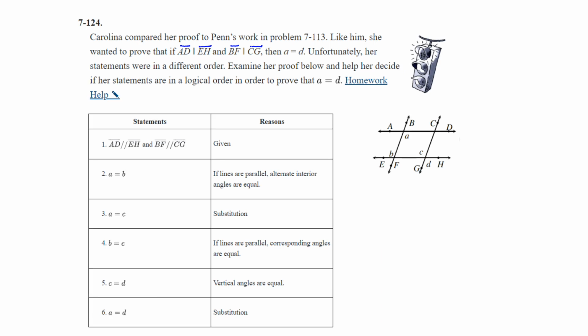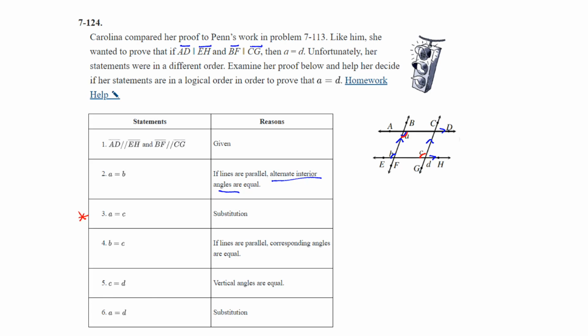So let's go through and see what we have. First, line segment AD is parallel to EH, and line segment BF is parallel to CG. That's given. Then A is equal to B, and we know angle A is equal to angle B because they are alternate interior angles, so that's good. Angle A is equal to angle C by substitution, but I'm not sure what we're substituting at that point, so we can't say that angle A and angle C are congruent because there's nothing to substitute just yet. So something seems to be wrong here.